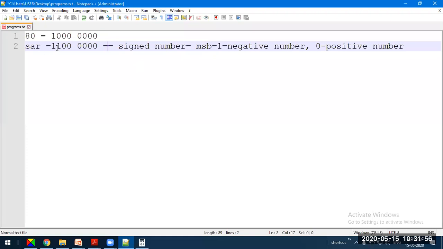MSB 1 means it is minus. If you consider the other data, it is 100, that means it is 4. The lower 4 bits are 0. That means it is minus 40H.